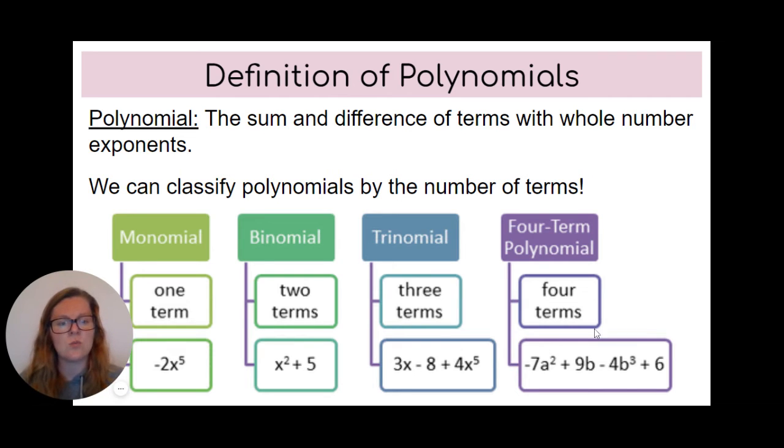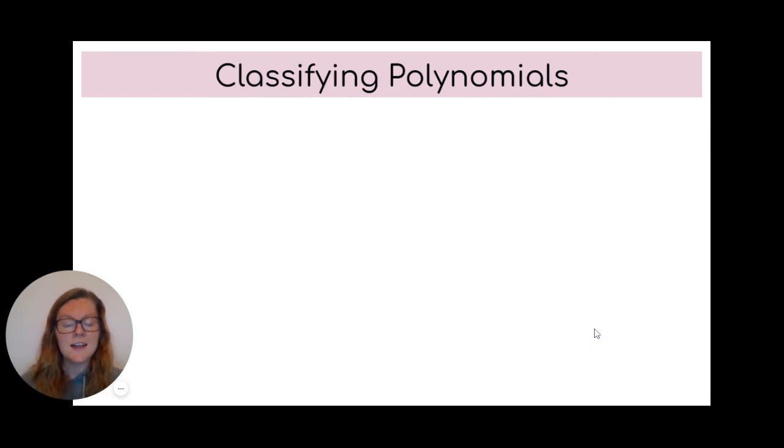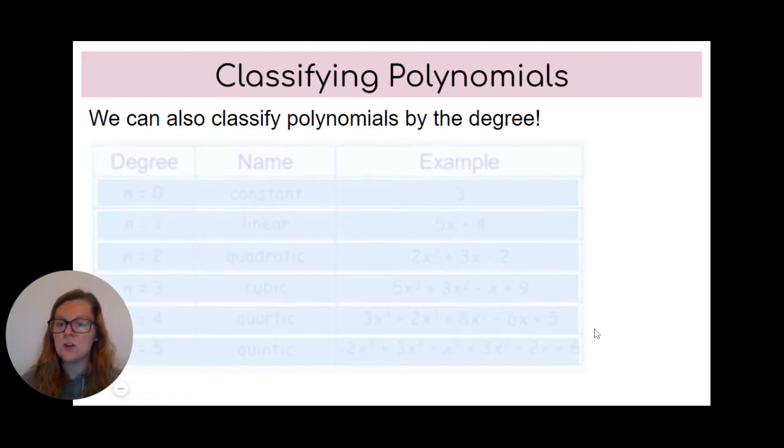And then anything more, we're just going to call by however many terms there are. So this one has four terms. We're going to call it a four-term polynomial. If there were five, you would say five-term polynomial, so on and so forth. So that is by the number of terms. Next, we can also classify it by degree.